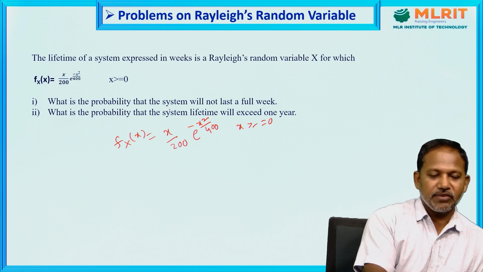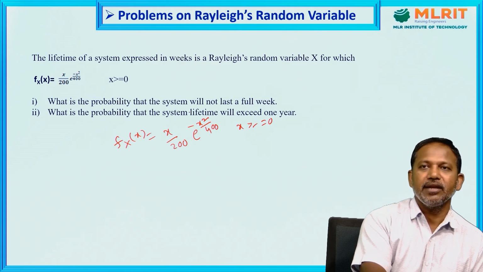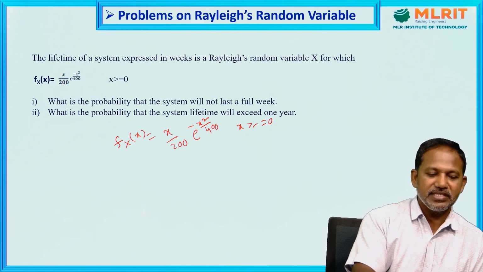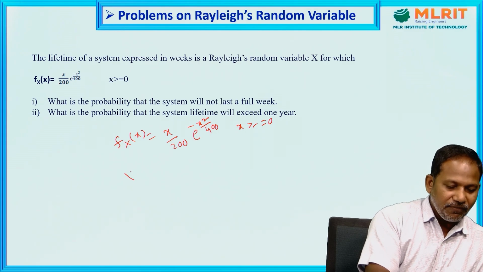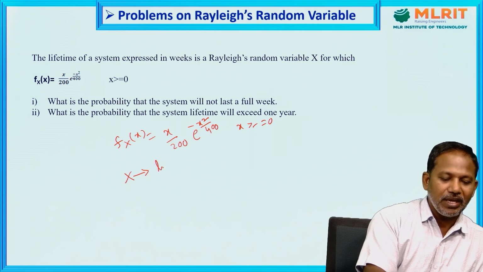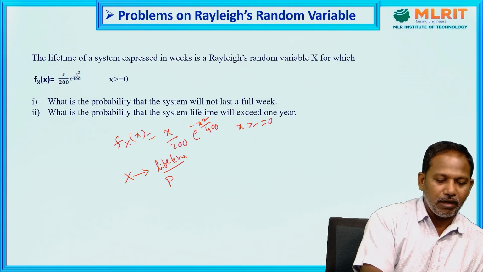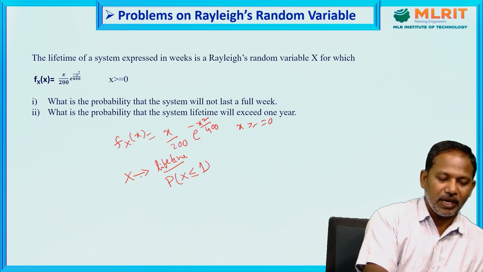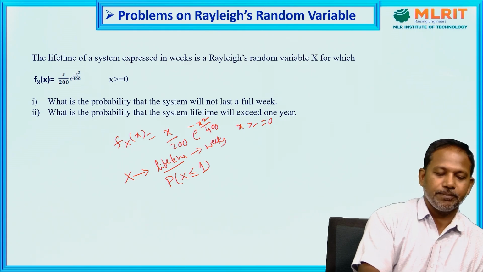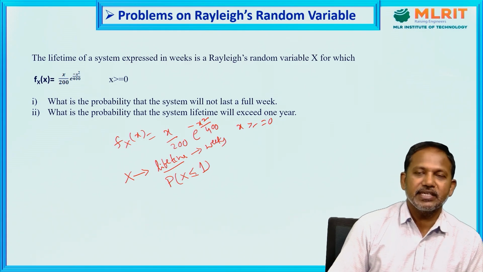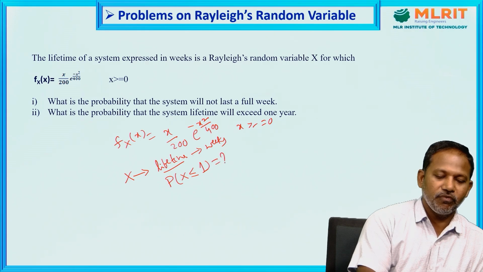See here, first of all, I need to identify the random variable in the given system. Here, the random variable x will be assumed to be the lifetime of the system. Now, we need to find the probability that the system lifetime will not exceed 1 week. First of all, I assume the lifetime of the system is measured in weeks only. That is, I need to find P of x less than or equal to 1. We need to find this one.